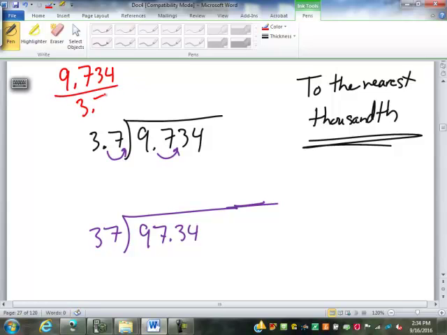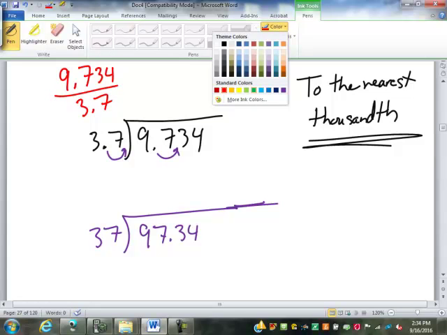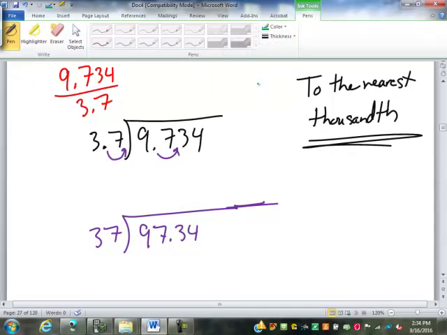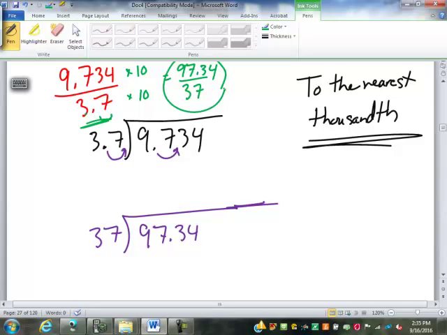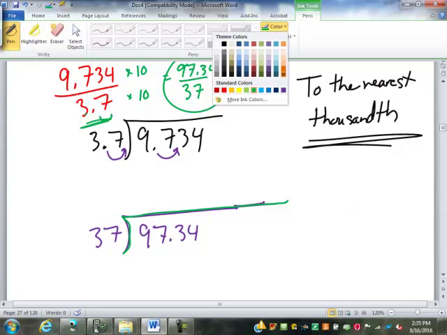9.734 over 3.7. And in a fraction, I can multiply the top and bottom by the same number. So if I want to get rid of that decimal in my 3.7, since it's only one decimal place, I can get rid of it by multiplying by 10. So if I multiply the bottom by 10, I have to multiply the top by 10. 3.7 times 10 is 37. 9.734 times 10 is 97.34. So then we go from that fraction notation back into division, and we get this. So that's all it is: using that fraction notation and multiplying the numerator and denominator by the same thing.